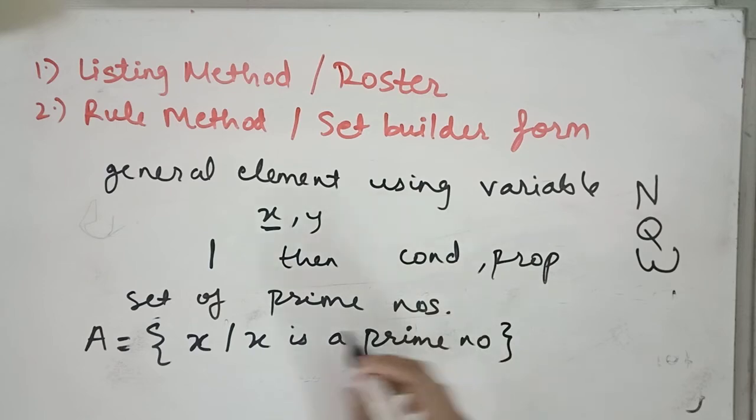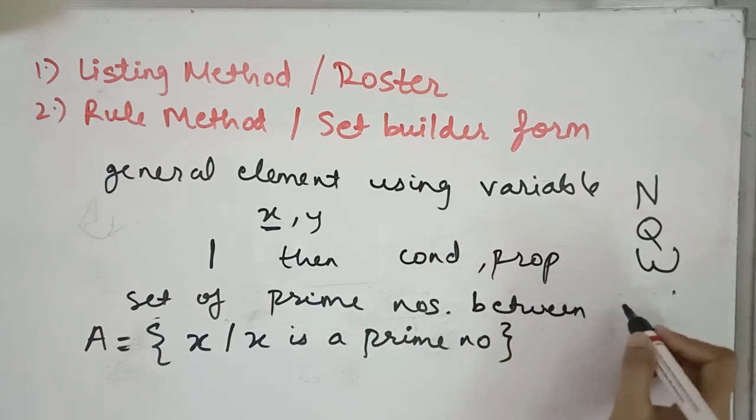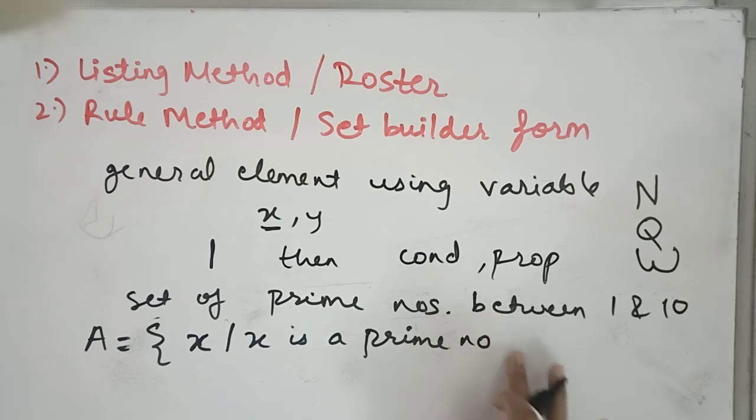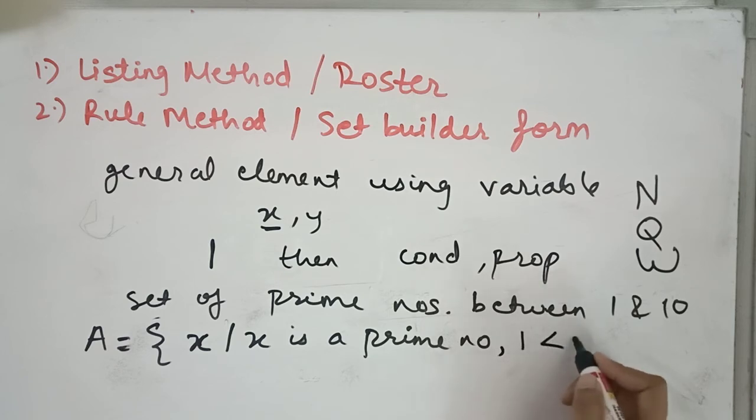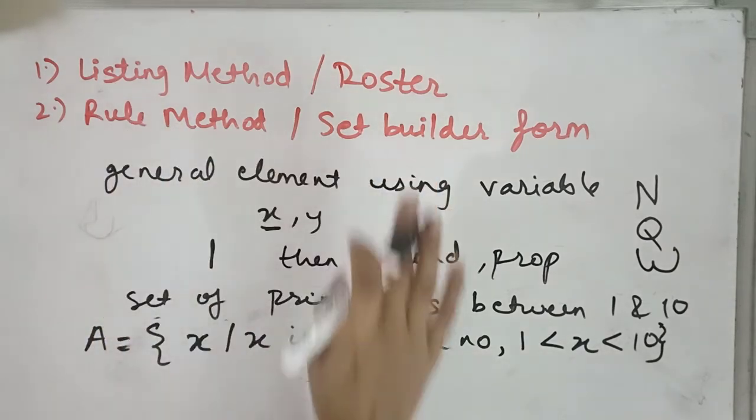If it is given set of prime numbers between 1 and 10, we will add the condition by using a comma, where 1 is less than x is less than 10. So x is a prime number between 1 and 10. So this is the rule method or set builder form.